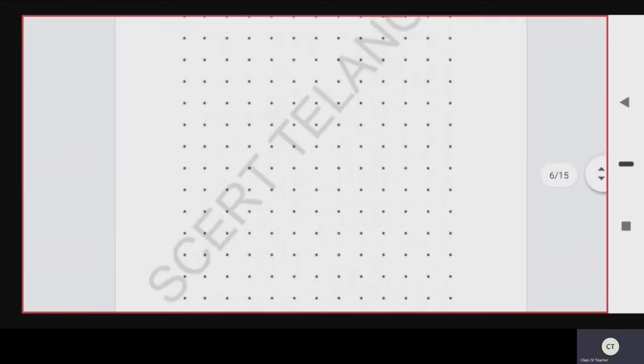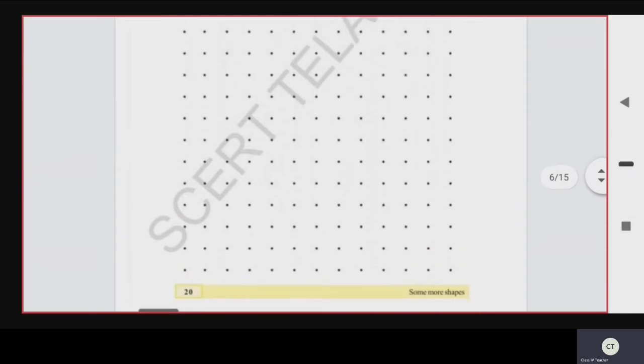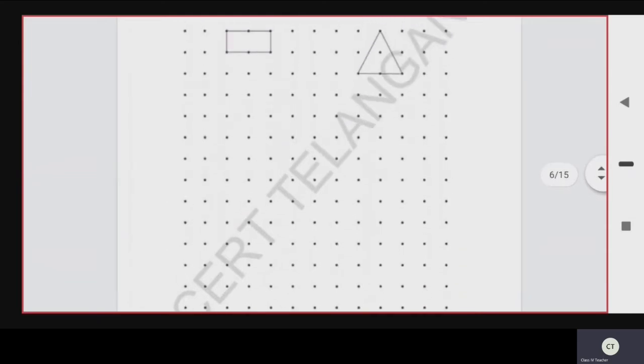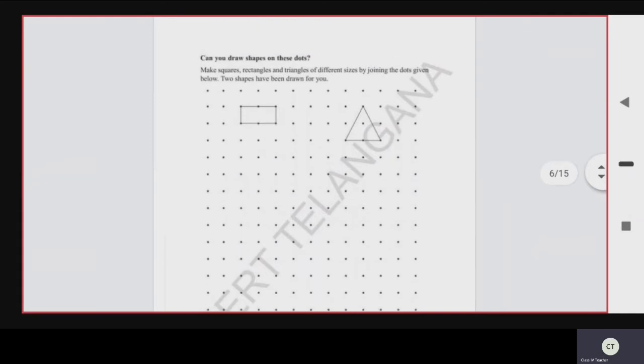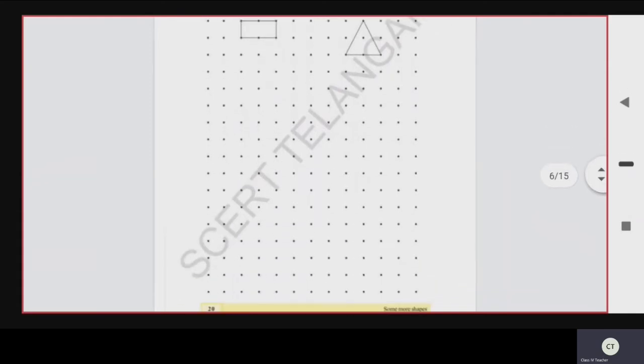Now let us go to page number 20. If you see here, there are some dots given here. If you combine the dots, you just draw shapes here. Make the shapes of a square, rectangle, triangle, different sizes, combine the dots, two shapes, or however many shapes you can draw, just fill up these things.